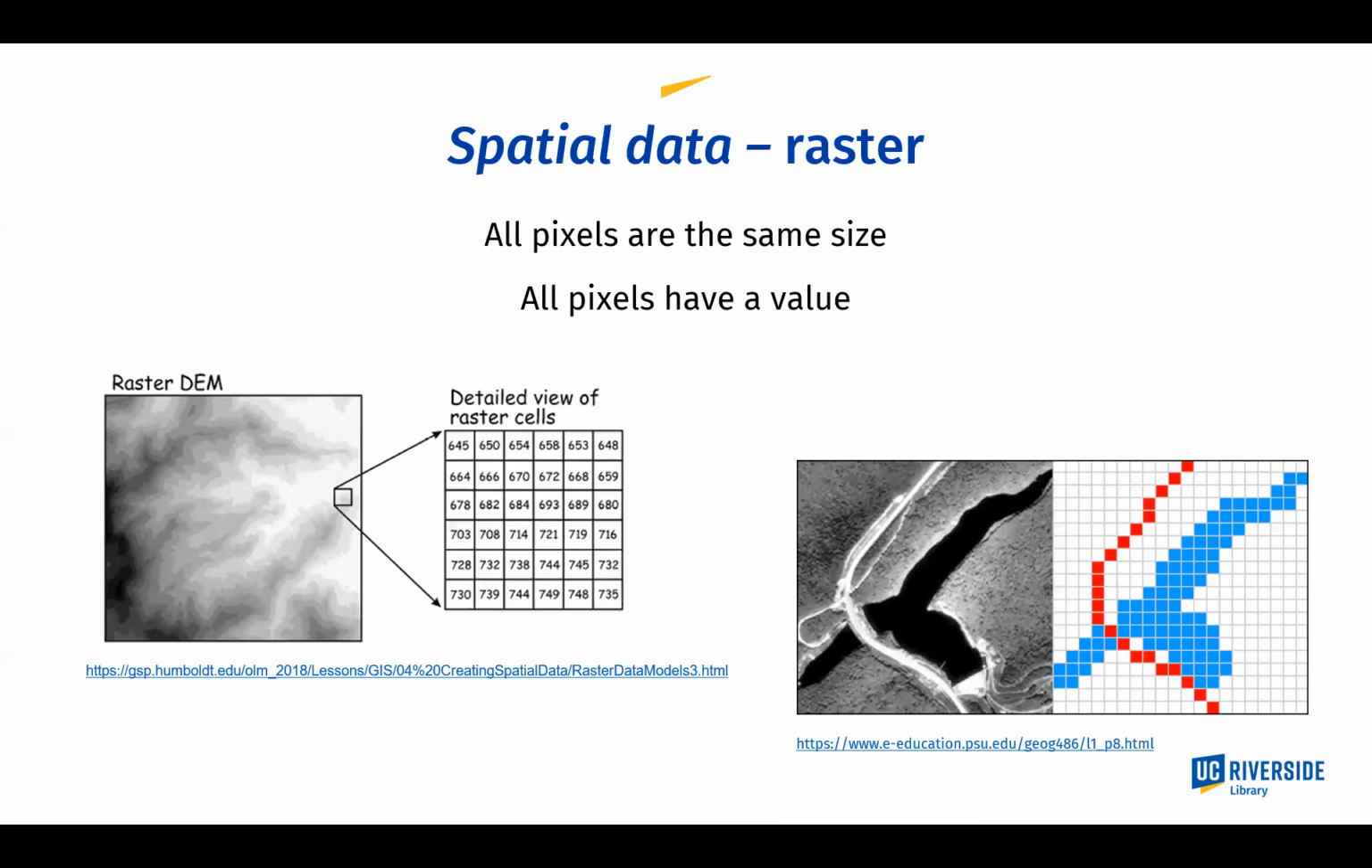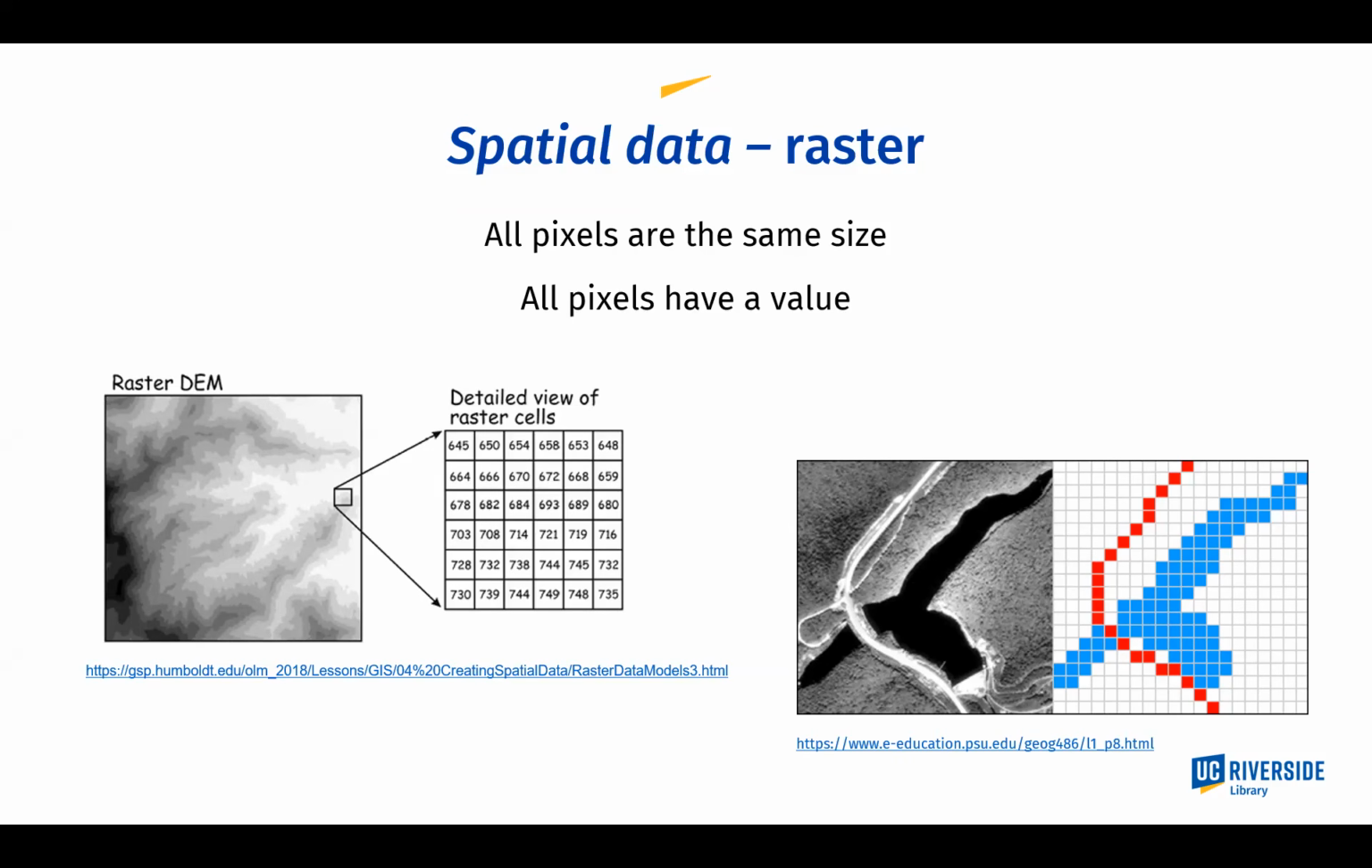I next want to talk about the two basic types of data that you'll find in a GIS. The first type is called raster data. We are all pretty much familiar with this from everyday life. If we have any screens or digital images, we know that they are composed of pixels, right? And pixels are in a regular grid. They are all the same size and all pixels have a value.